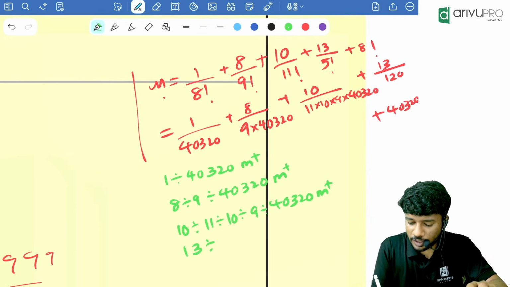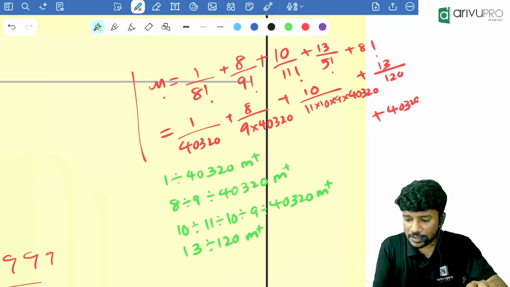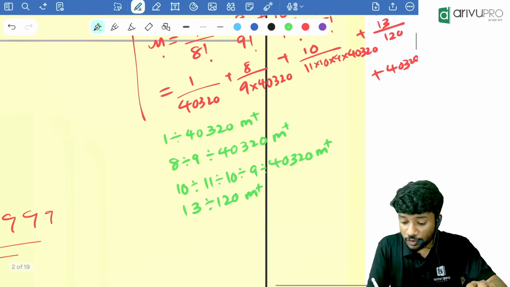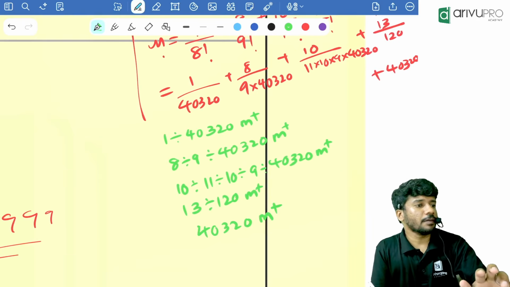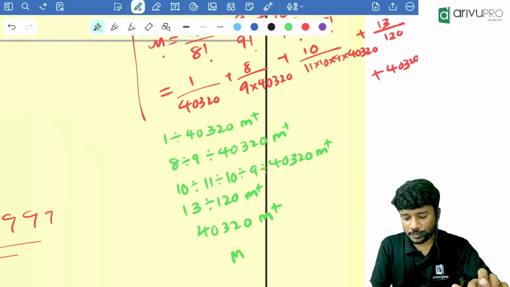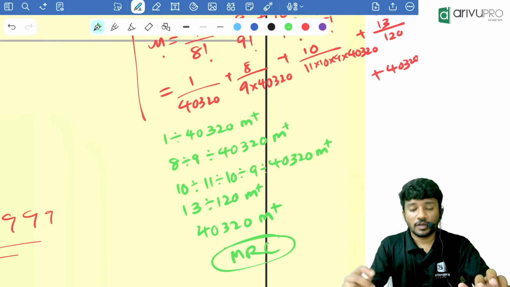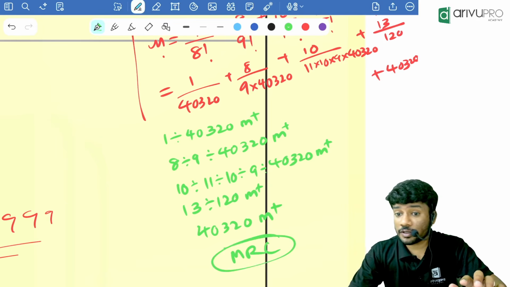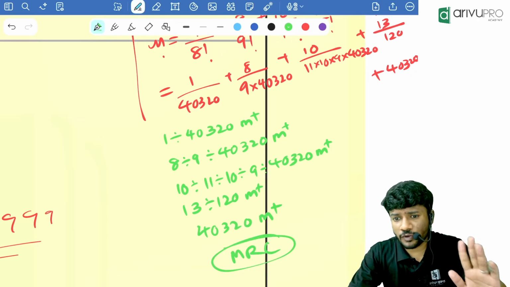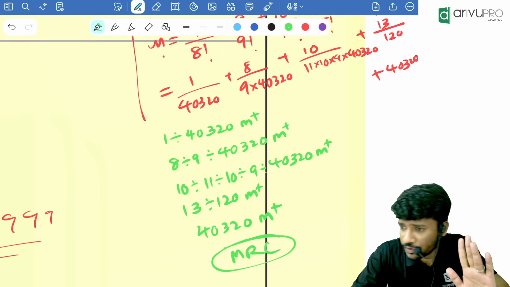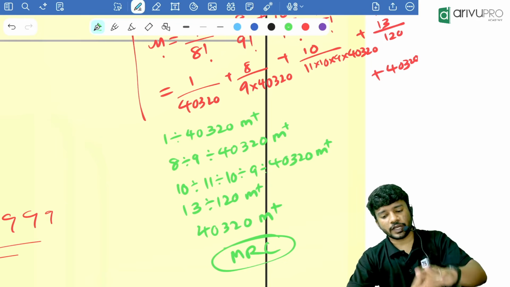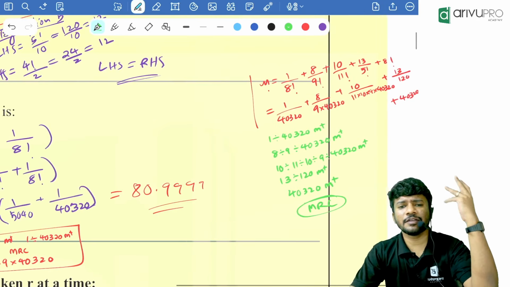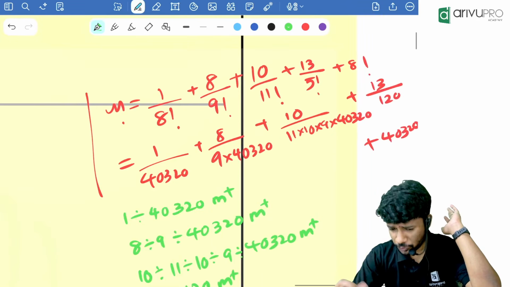Then 13 divided by 120, M plus. Finally what, people? 40320. You will click what? M plus. So what is the answer, people? MRC. 40320.108, something like that. Everyone got the method? Understood the approach? Yes. Fine. So whatever may be the value, just substitute it. Then you can ask me questions like this.